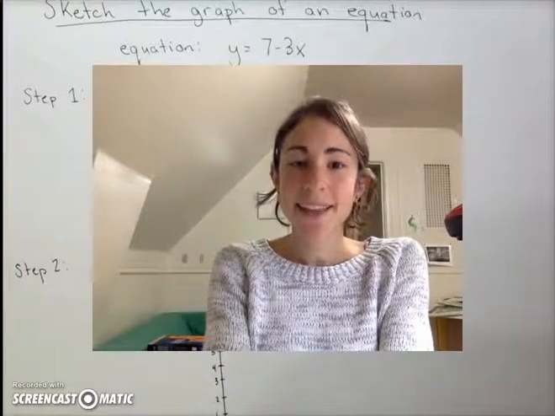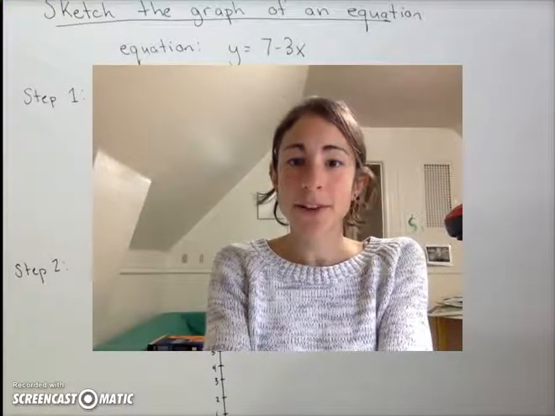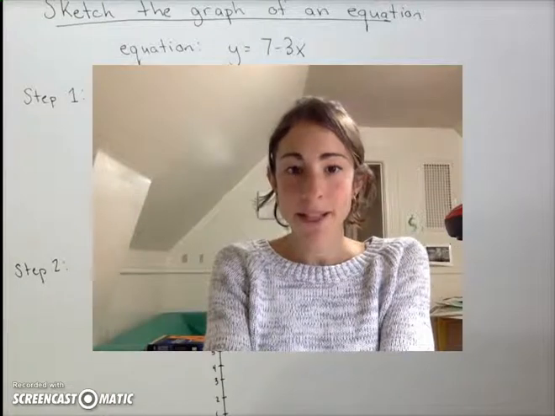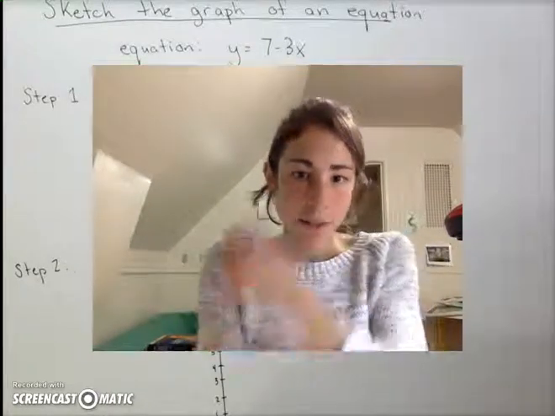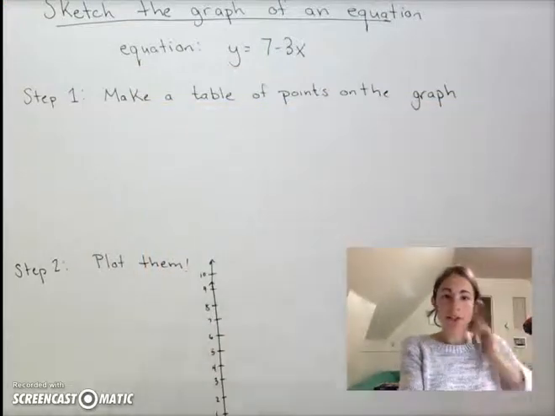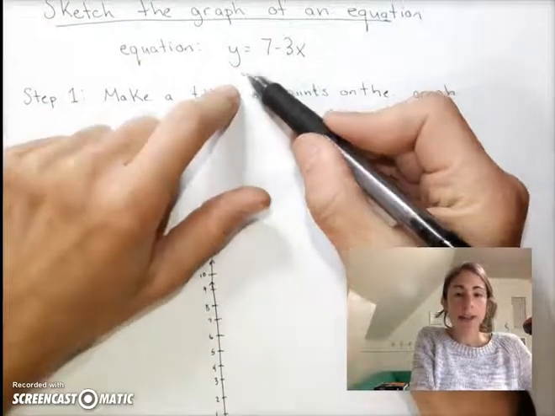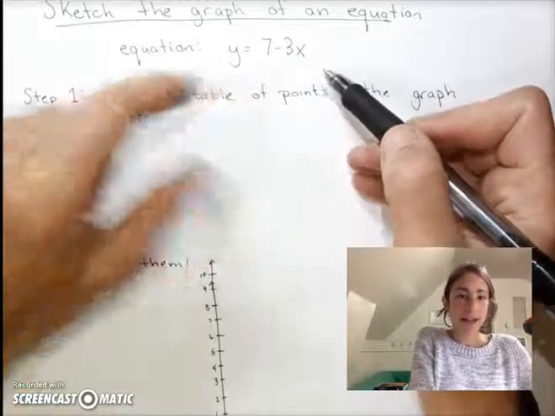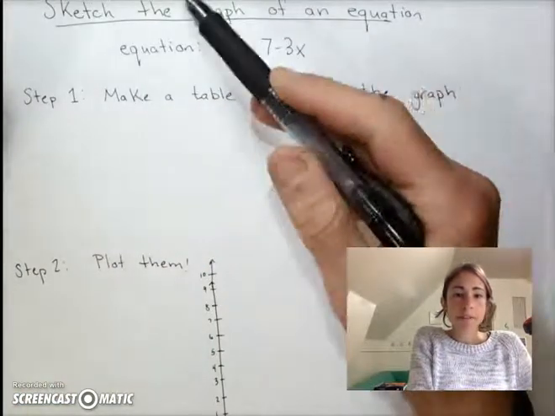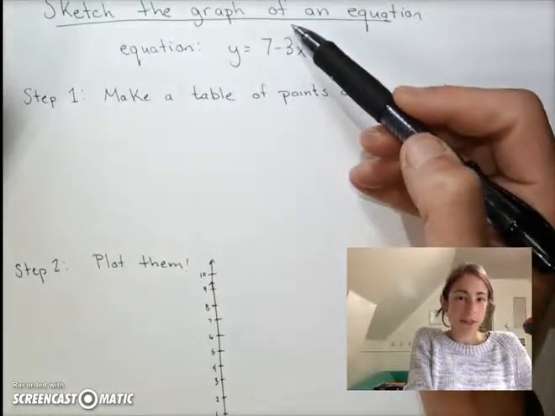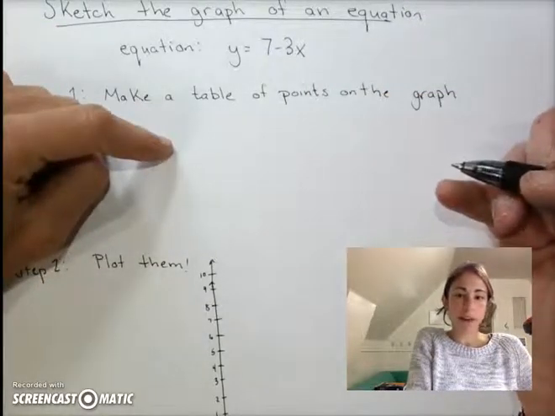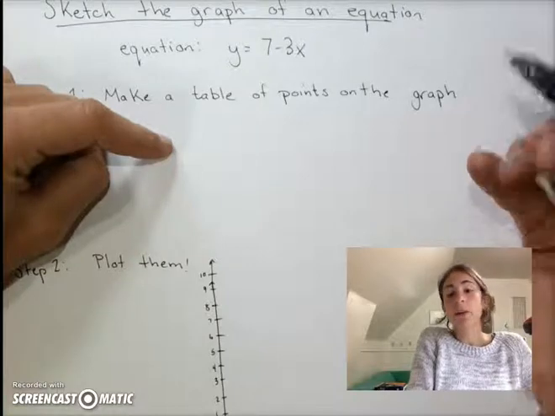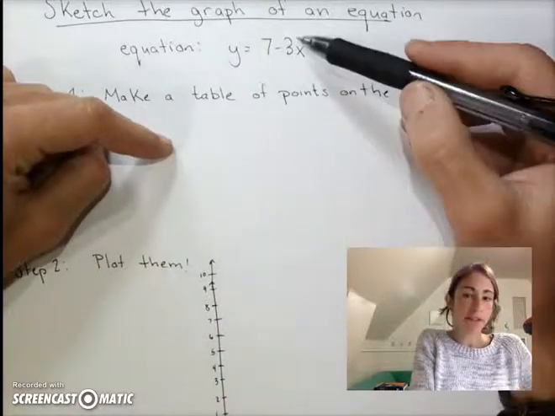Hi students, in this video we're going to learn how to graph an equation by using a table of values, a table of points. So we'll come back to the equation from the last video: y equals 7 minus 3x. The first step towards sketching the graph of this equation using this method is to make a table of points on the graph. Later in the year, we'll learn some more methods for graphing equations like this.